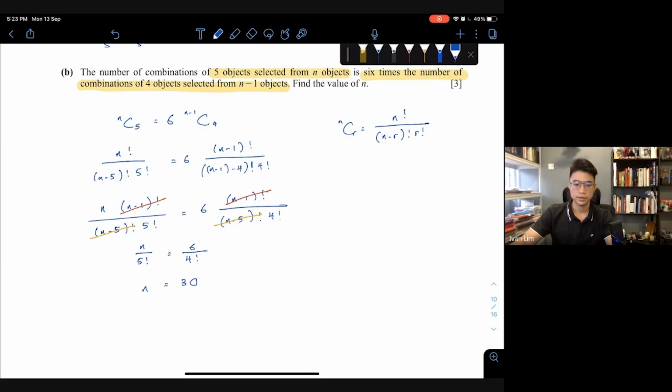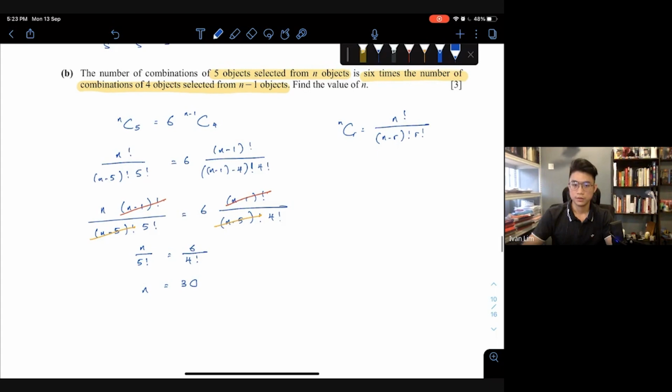Clear? If clear, say clear in the chat so that I know that you are okay. Not clear, then say blur. Okay, still blur. Okay, 清楚. Nathan. Blur a bit. Which part blur?